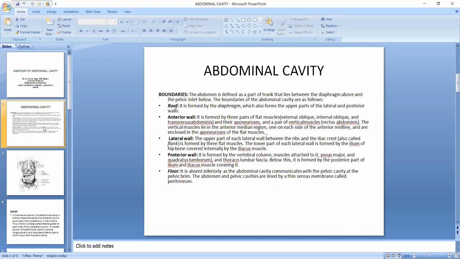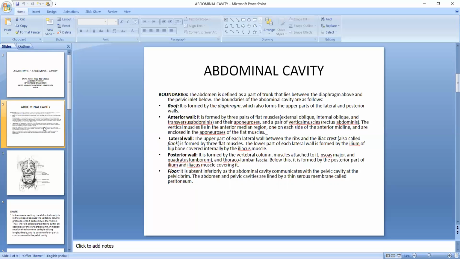Roof. It is formed by the diaphragm, which also forms the upper part of the lateral and posterior wall. Anterior wall is formed by three pairs of flat muscles, that is external oblique, internal oblique, and transversus abdominis, and their aponeurosis, and a pair of vertical muscles, rectus abdominis. The vertical muscles lie in the anterior medial region, one on each side of the anterior midline, and are enclosed in the aponeurosis of the flat muscles.